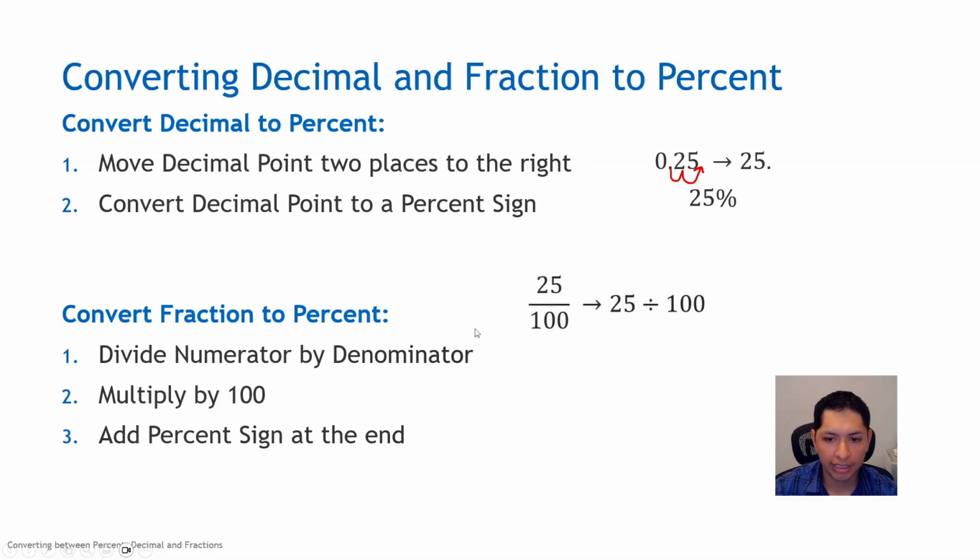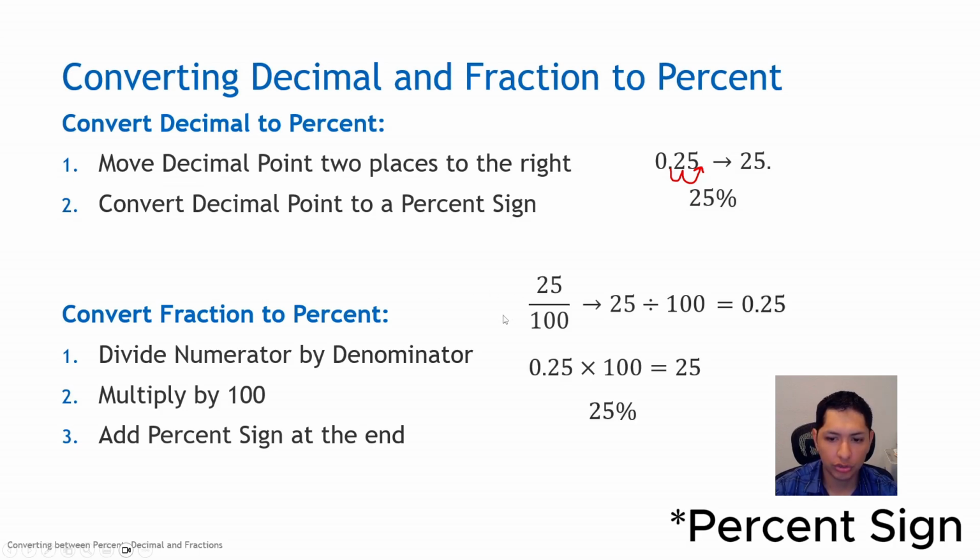So if I look again at 25 over 100, that becomes a division problem of 25 divided by 100. If you enter that into a calculator or calculate it by hand, that becomes a decimal of 0.25. Then I multiply 0.25 times 100. That gives me a whole number answer of 25, and then I just add the percent sign to the end of that number. So it is 25%.